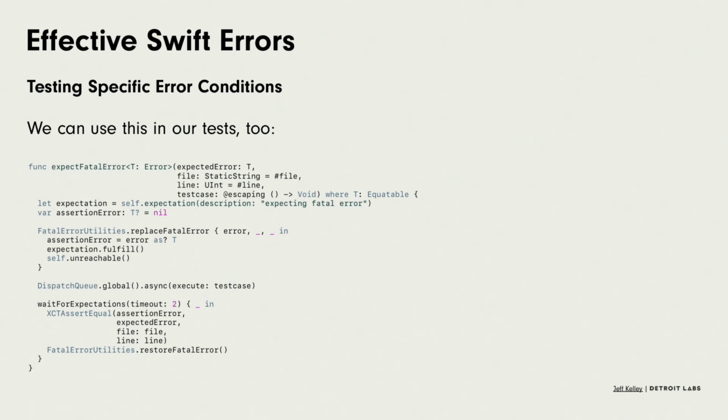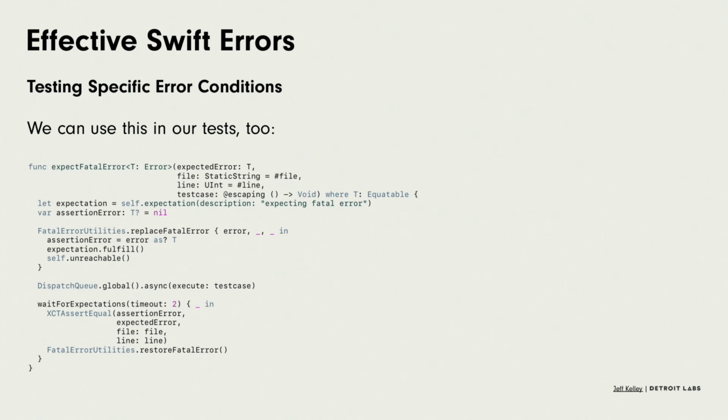So you can also put this in your tests, right? Once you have a version of fatal error that takes an error object, now we can write tests to make sure that the exact right thing is being passed to fatal error. Because, again, you want your app to crash under certain bad conditions, but you want to make sure they're the right ones. So we want to expect a programmer error, but not some other network error thing, right?